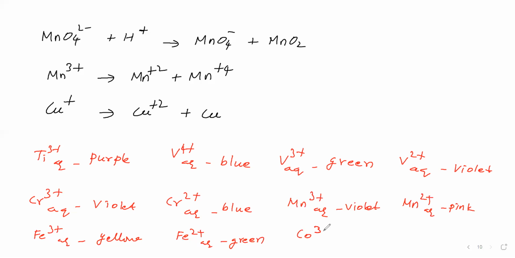Co3 plus aqueous is blue. Co2 plus aqueous is pink. Ni2 plus aqueous is green. Then Cu2 plus aqueous is blue. So the colors of metal ions in aqueous solution we have seen.